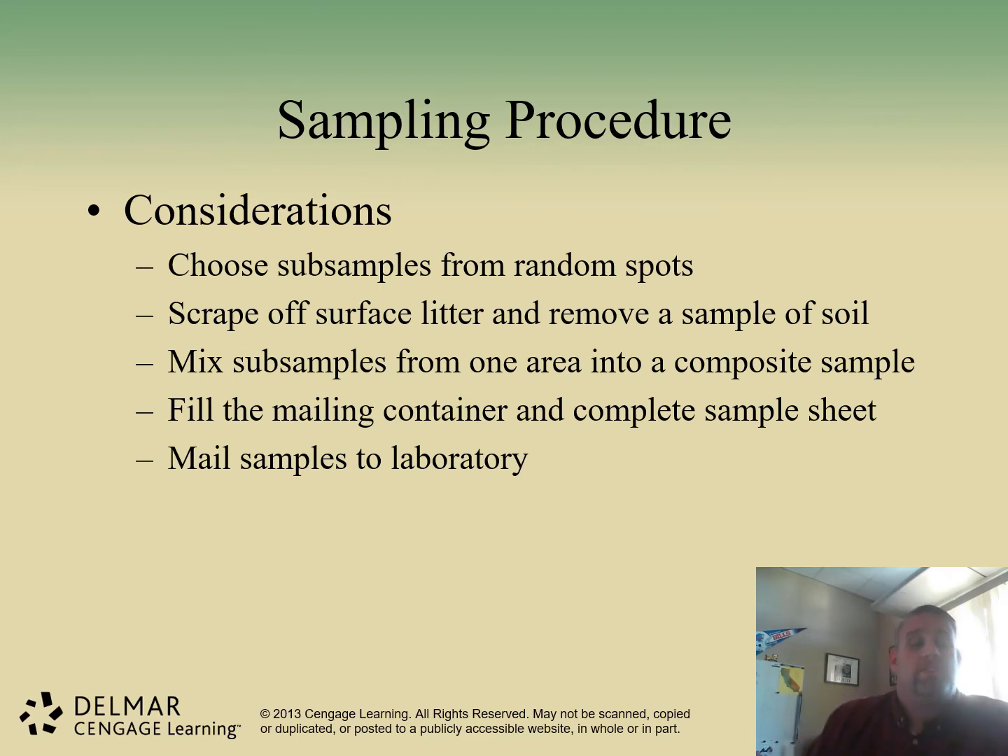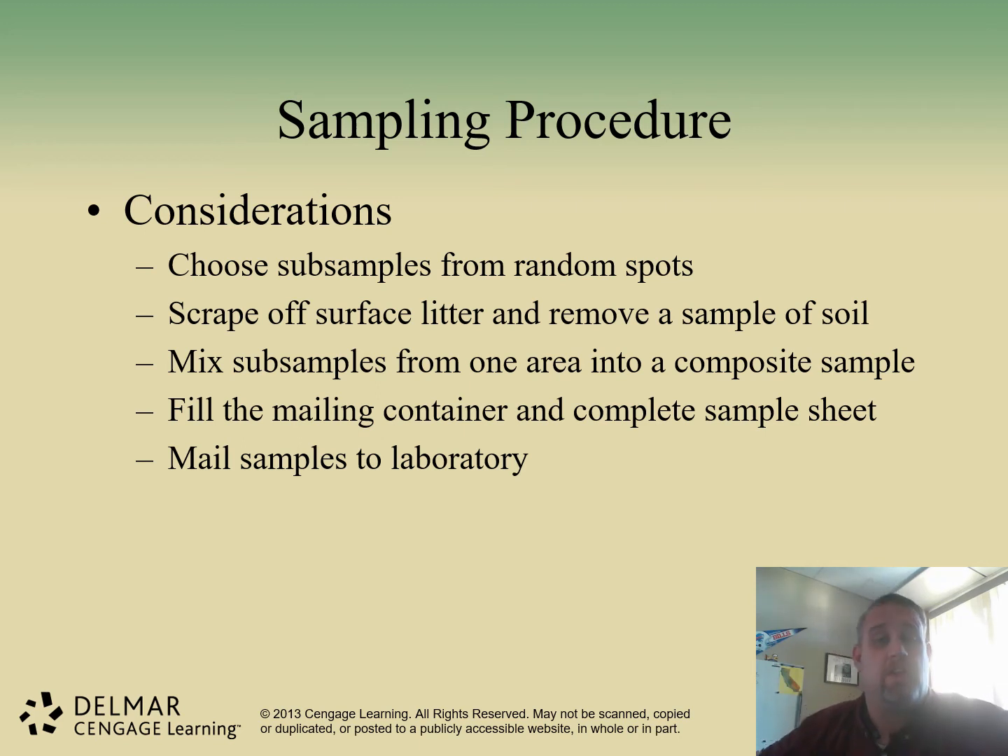Your sampling procedure, you want to consider choosing subsamples. So as I said before, if you have issues, say you have a field and parts of it grow amazing grass, and there's parts where you can't get grass to grow, you may consider taking a special sample from that area where grass is not growing versus the area where grass is growing to see what is different and how you can maybe fix those properties.